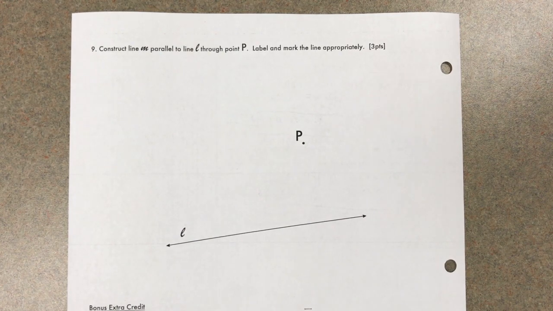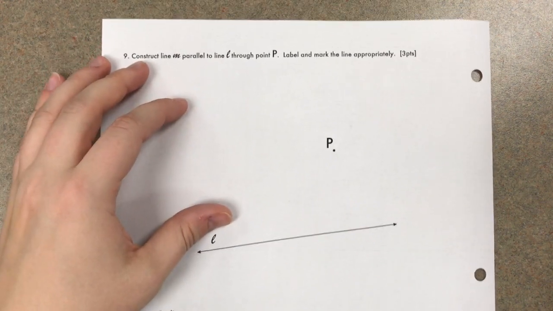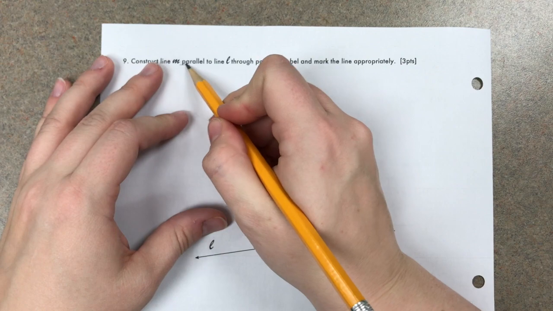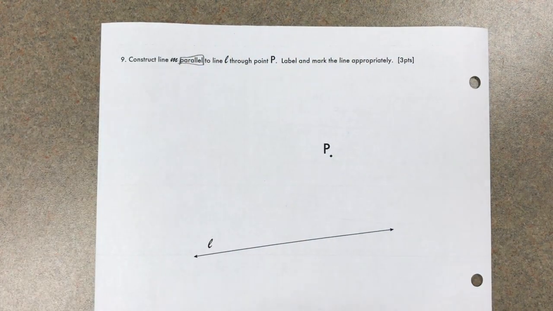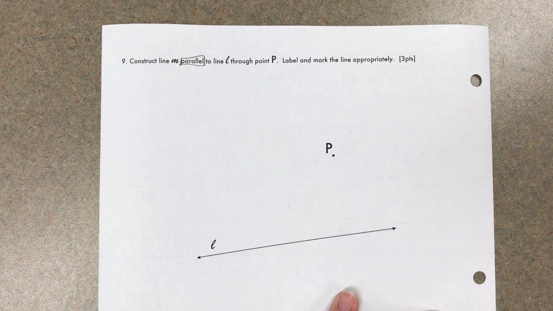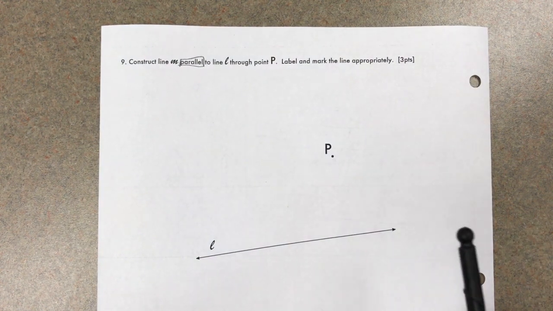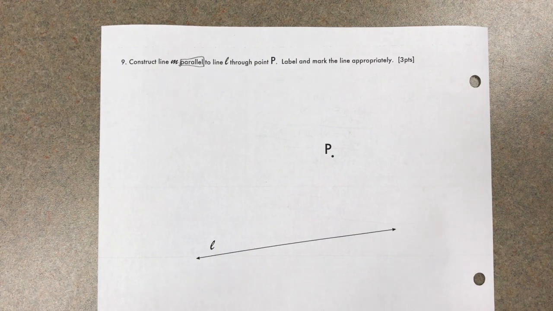All right, now for the construction. I saw a lot of you just automatically do perpendicular. It says parallel, people, okay? So we're constructing a parallel line. So you have to do the copying an angle construction. So we're going to copy an angle. We're going to make corresponding angles congruent, which means our lines are parallel.